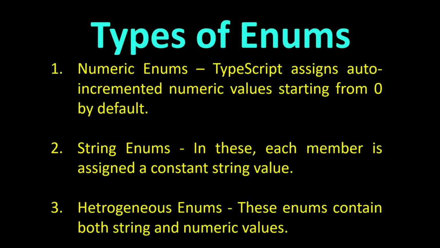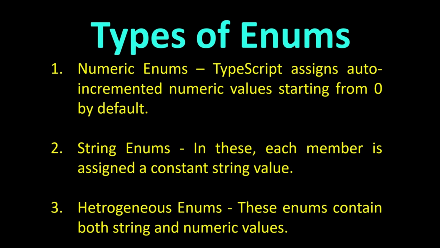There are different types of enums in TypeScript, including numeric enums. TypeScript assigns auto-incremented numeric values starting from 0 by default. String enums. In these, each member is assigned a constant string value. Heterogeneous enums.